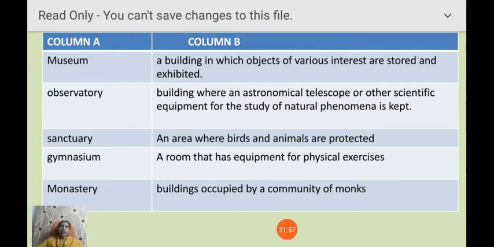Sanctuary: an area where birds and animals are protected. It's a big area where animals and birds are protected. Here poaching is not done. Poaching of animals is prohibited. Killing of animals is also prohibited, and it is a punishable offense.